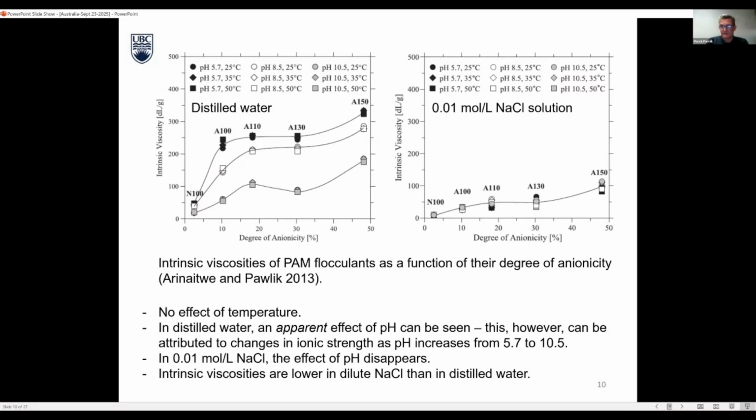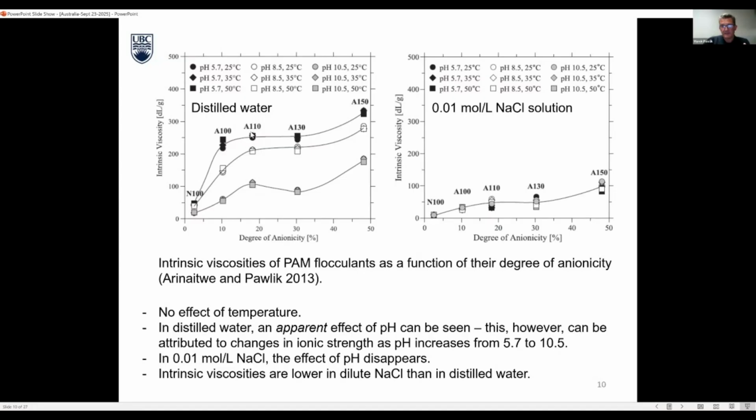So the first thing to note is there is really no effect of temperature, which is great, because we didn't need to worry about what is happening in our lab when we are taking these measurements. Even though you can do this in a water bath, you may prepare samples in some other environments and end up with unreliable data. In distilled water, there seems to be an effect of pH.